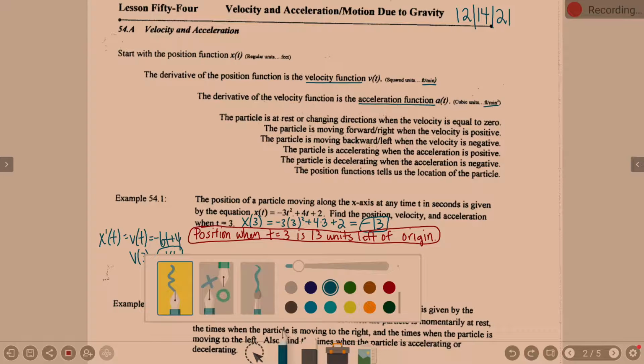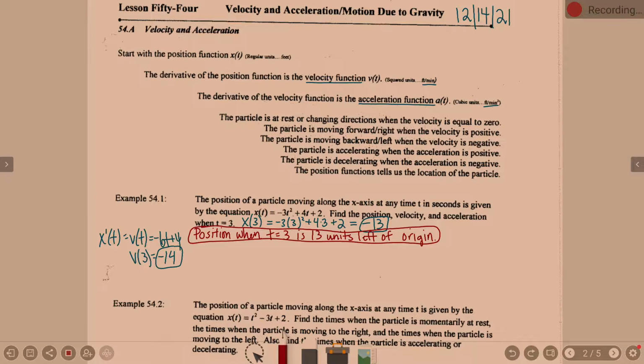Let's put it in words. Velocity at t equals 3 is negative 14. First of all, what would be a generic label we could use there? Meters per second. Okay. Except they don't tell us meters. So if we don't know, a specific units per second. So velocity when t equals 3 is negative 14 units per second.